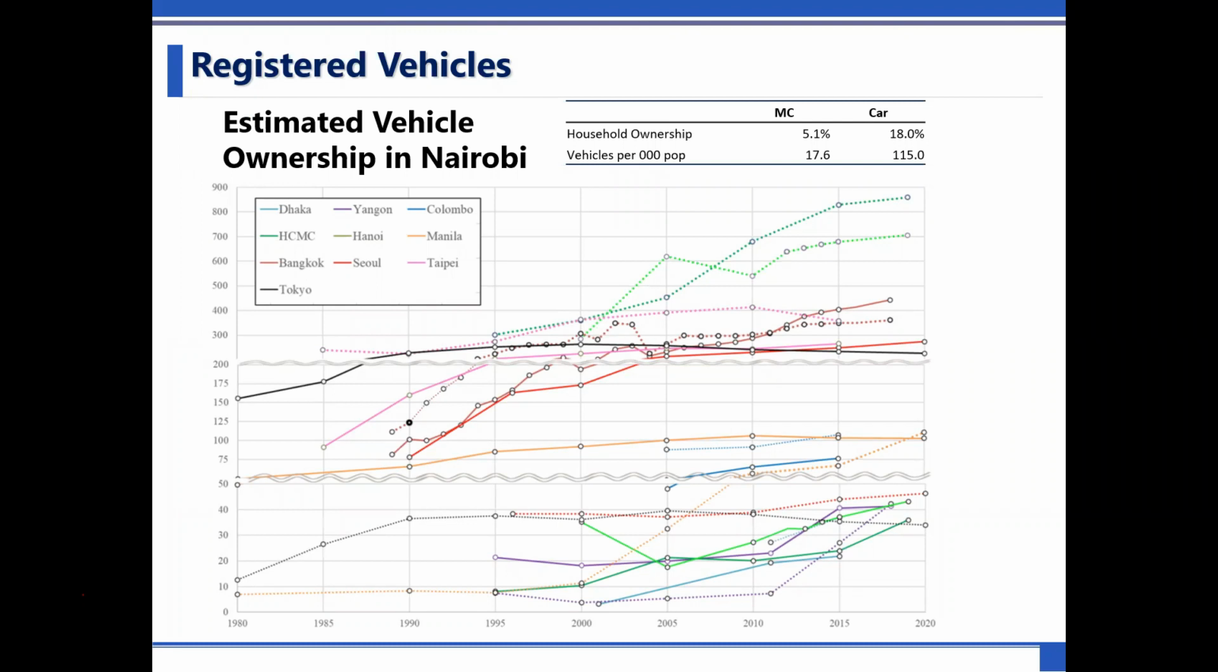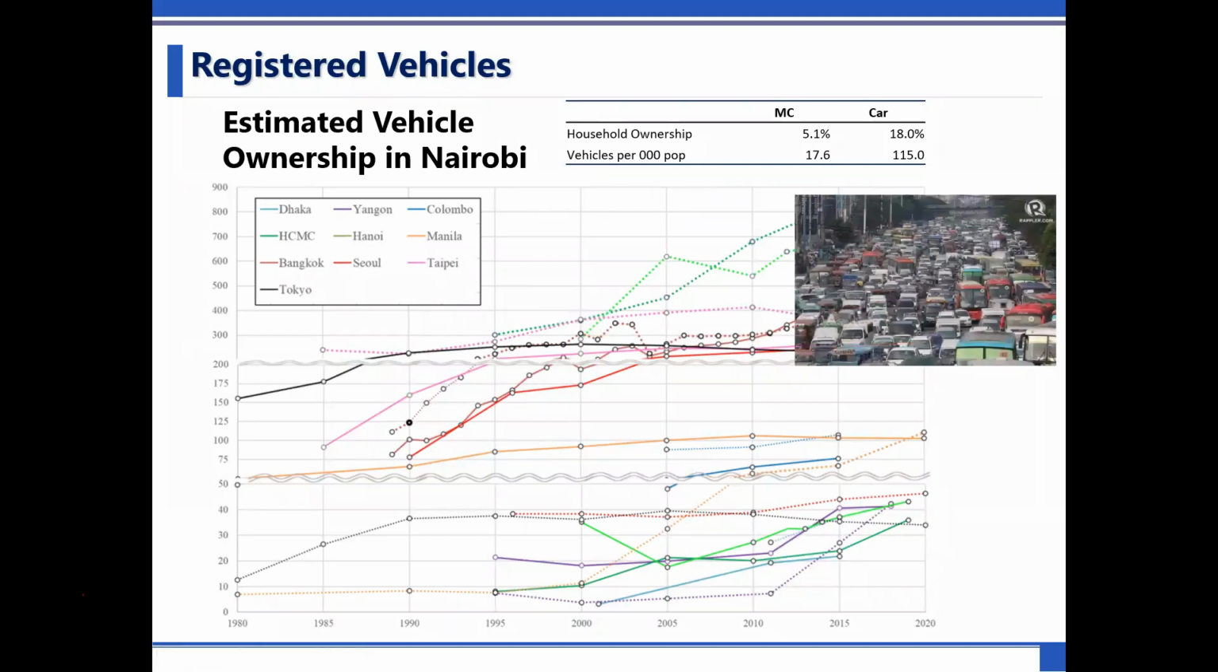Currently, this table shows the estimated values from the new plan study. As of 2013, the number of motorcycles per 1,000 population is nearly 18, a very small value. However, the number of cars is more than 115. These values are similar to the values in Metro Manila, the capital city of the Philippines.